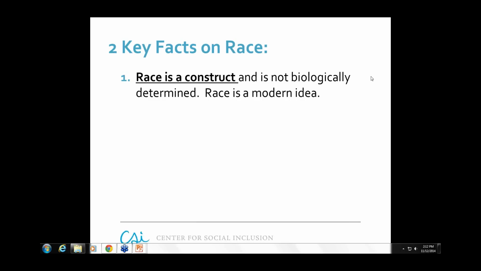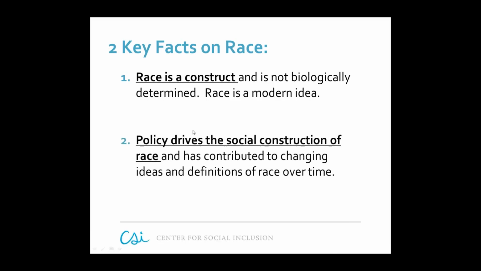time together. So going back to these two key facts on race, the first key point I just want to mention is that race is a construct and is not biologically determined. It is a modern idea. And policy drives the social construction of race and has contributed to changing ideas and definitions of race over time. Essentially, not one characteristic, trait, or gene distinguishes members of one race from another race. It's not biologically determined. Rather, it is an idea that has evolved over time to justify many agendas.